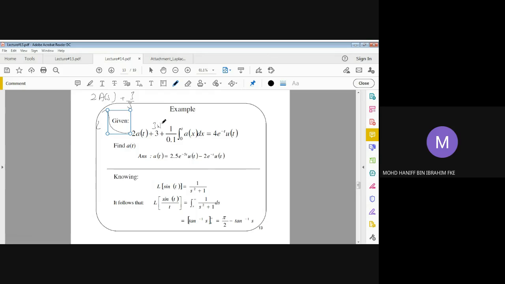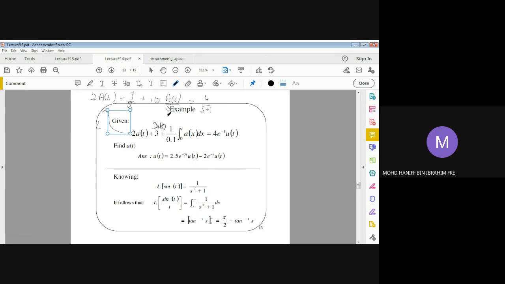So when we do the Laplace transform, we're going to have 2sA(s) plus 3 over s, plus 10, equals to A(s) divided by s, because this is integration. So when we do the Laplace transform, it should be A(s) over s. And for this, we're going to have 4 over s plus 1, because it involves the frequency shifting.